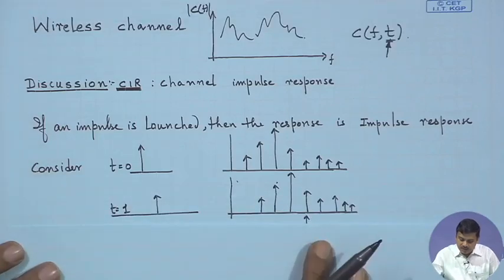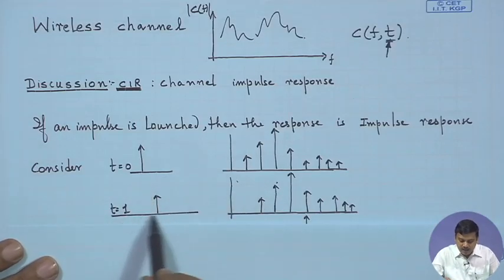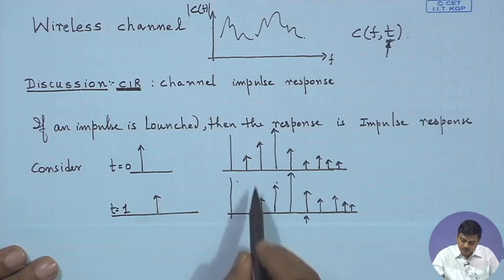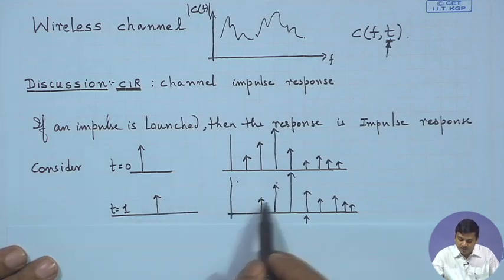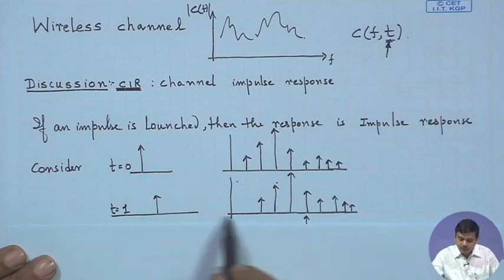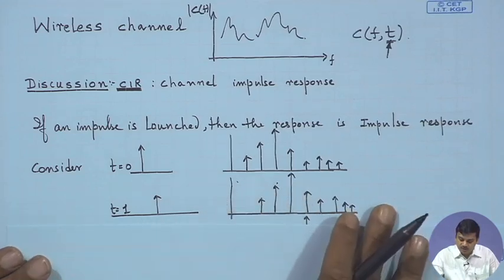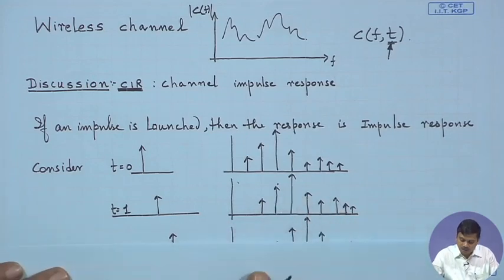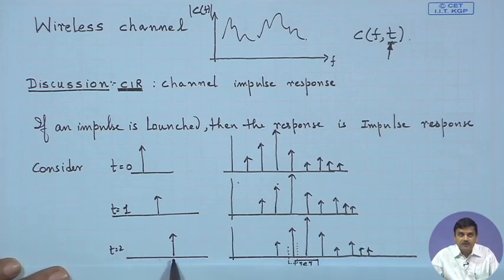Now let us consider the situation that at a time separation marked as 1, in discrete time, we launch another impulse. What do we get? We get a similar response due to this impulse launched into the channel. However, since we have said it is linear, we can apply the superposition principle, and then we get an output as this. At the next instant of time, if we launch another impulse, we are going to get the impulse response due to this from the channel.